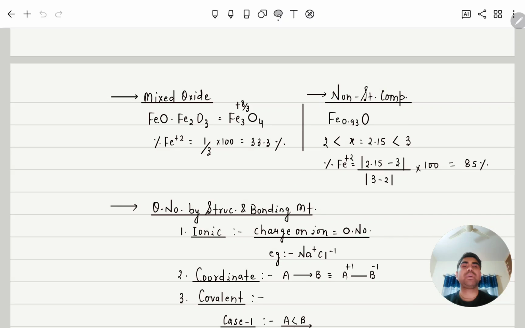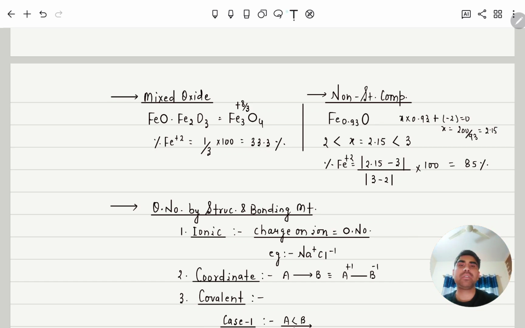In a non-stoichiometric compound, how do we calculate how much Fe+2 is there? So here you can see Fe0.93O. When you are calculating its oxidation number, you can see that it will be x into 0.93, plus -2, is equal to 0. So from here, what will the x value be? 200 by 93. So roughly, it will be 2.15 like that.